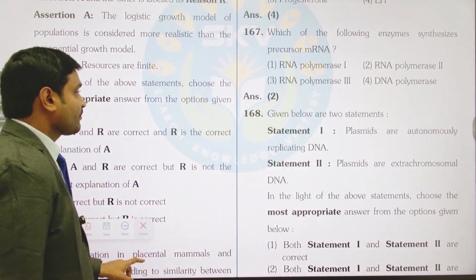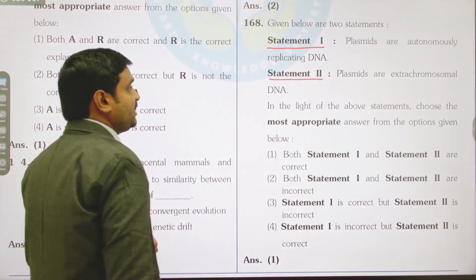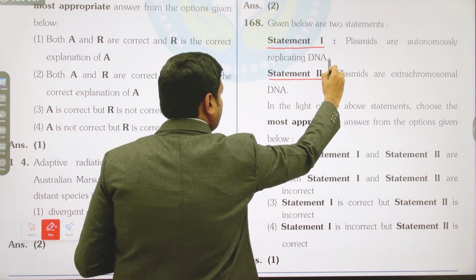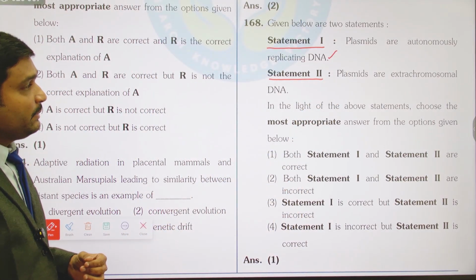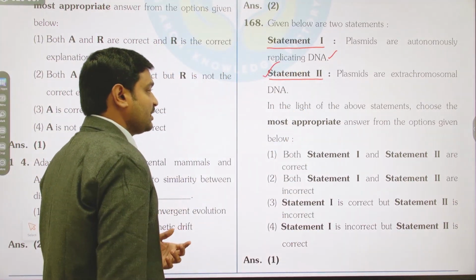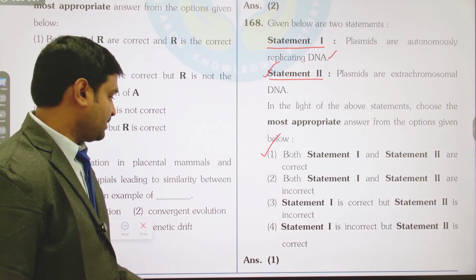The next question has statement 1 and statement 2. Statement 1: plasmids are autonomously replicating DNA. Yes, absolutely true. Statement 2: plasmids are extrachromosomal DNA. Yes, both statements are correct. Option number 1 is the correct option.